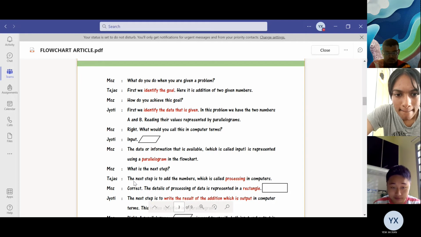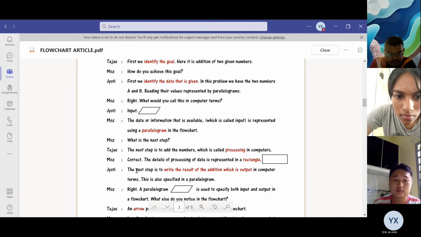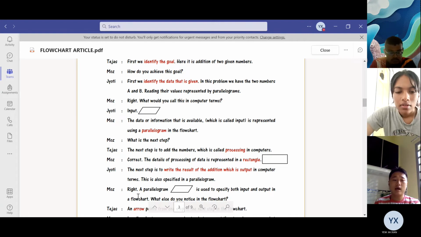What is the next step? The next step is to add the numbers, which is called processing in computers. Correct. The details of processing of data is represented in the rectangle. The next step is to write the result of the addition, which is output in computer terms. This is also specified in a parallelogram. Right. A parallelogram is used to specify both input and output in a flowchart. What else do you notice in the flowchart?